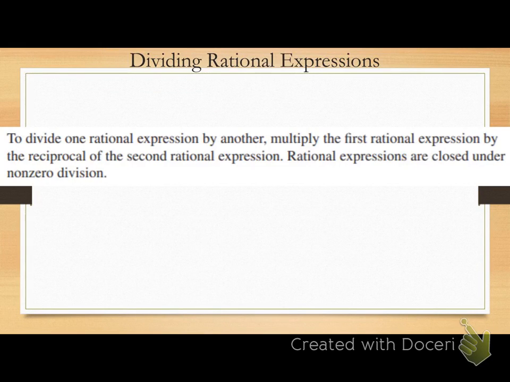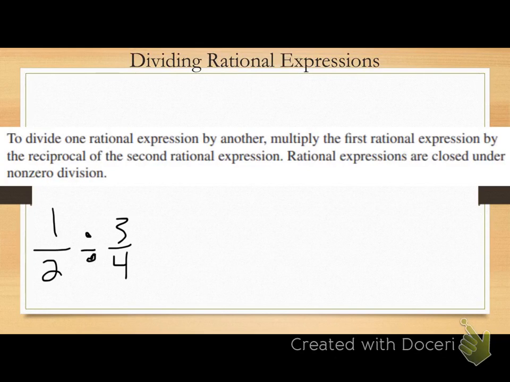Okay, now let's talk about dividing rational expressions. To divide one rational expression by another, multiply the first rational expression by the reciprocal of the second rational expression. Rational expressions are closed under non-zero division. So, if I just give you the fractions, 1/2 divided by 3/4.